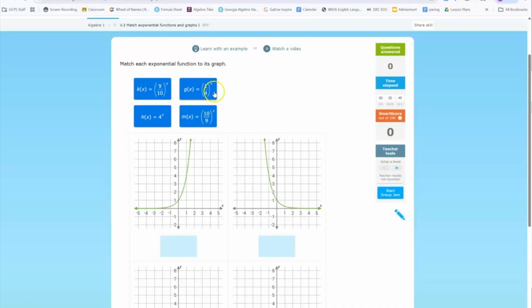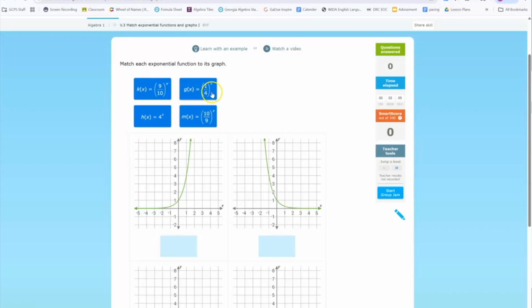I don't even need to know what these fractions are to know which one is faster. The smallest number is this one because it's less of the fraction. 1/4 is less than 9/10. 9/10 means I only got 1/10 left. So this one is very, very close to being completely 1.